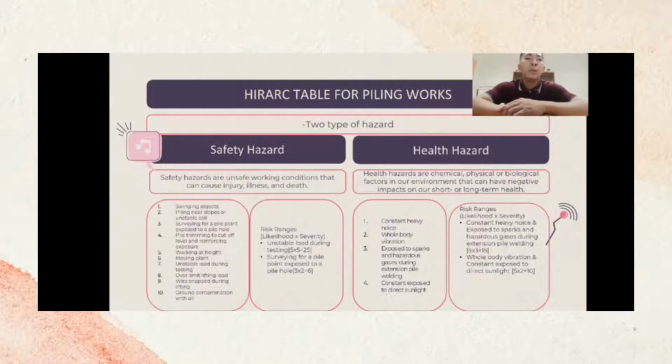And the lowest risk is whole body vibration and constant exposure to direct sunlight.